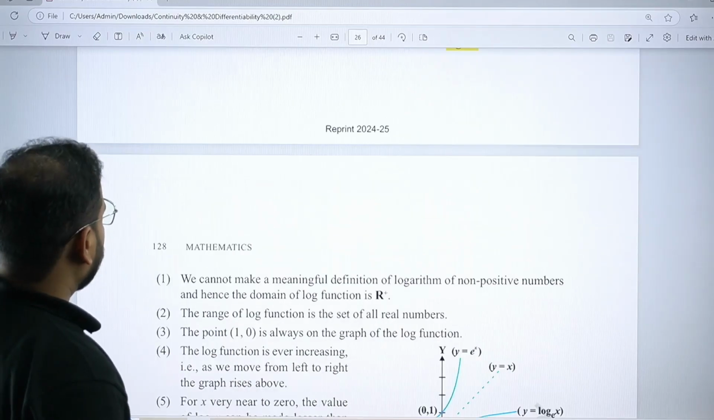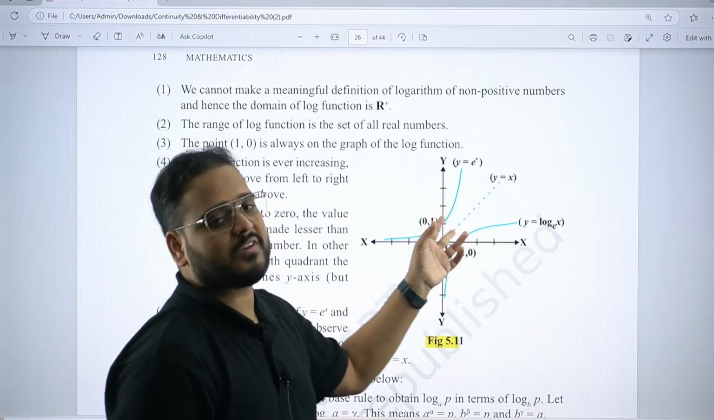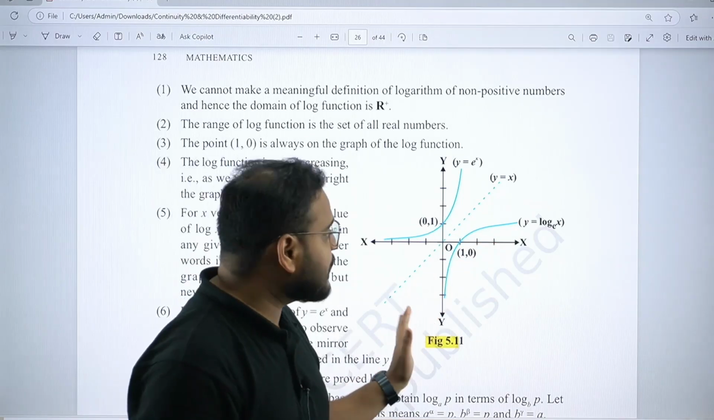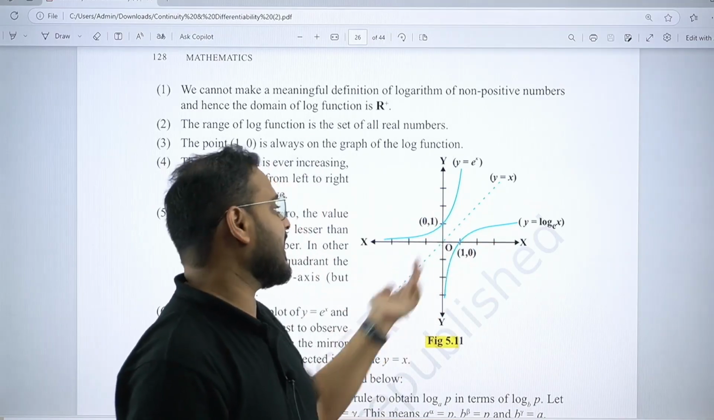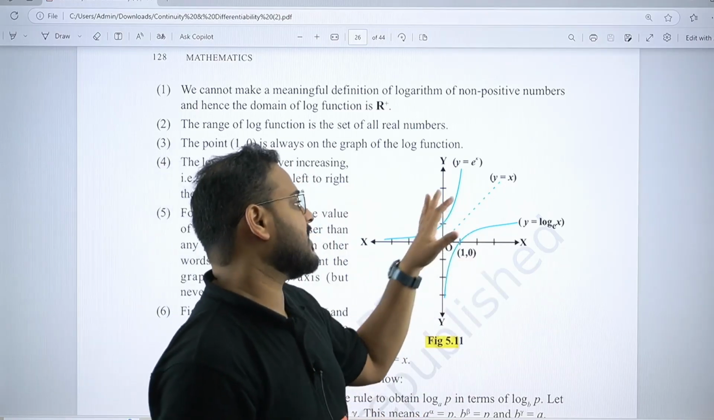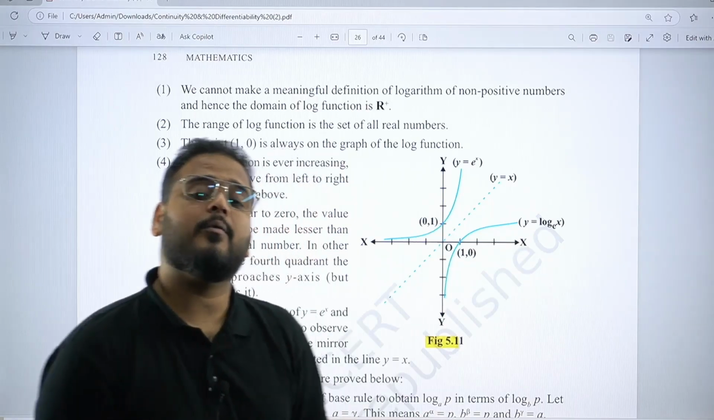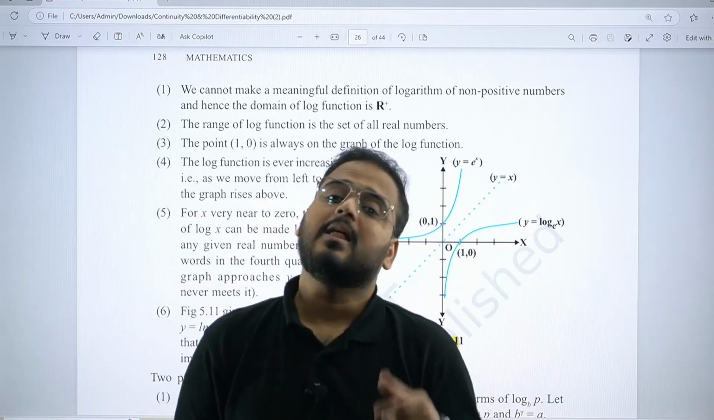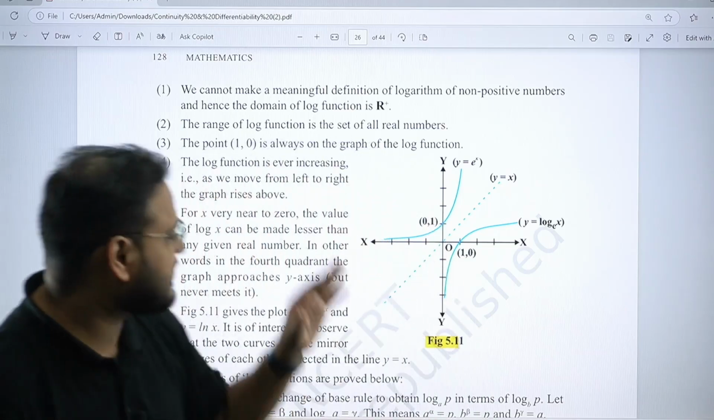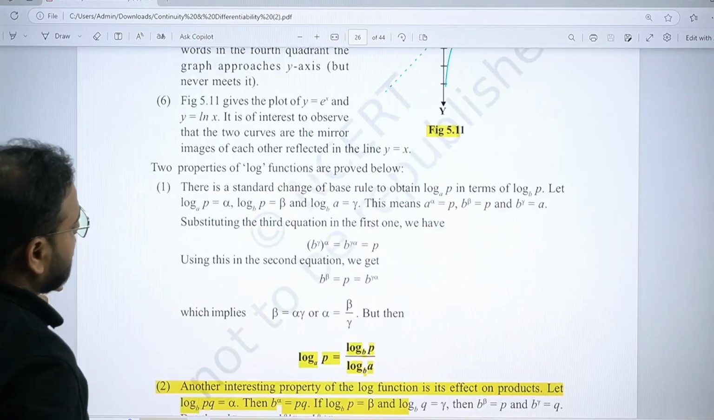Now, we know log and exponential functions are actually inverses of each other. If you take the mirror image of either of them across the line y equal to x, you'll get the other graph. So the image of e power x is log e, provided the log base is e. If the log has base e, it means natural log. Again, the graph is mentioned. Please go through this.